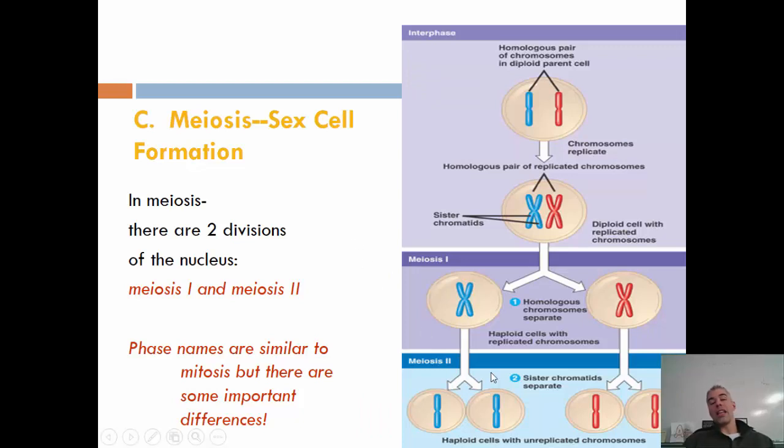The process of dividing homologous chromosomes is called meiosis 1. The process of dividing the sister chromatids in half is called meiosis 2.